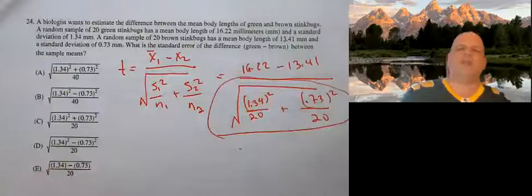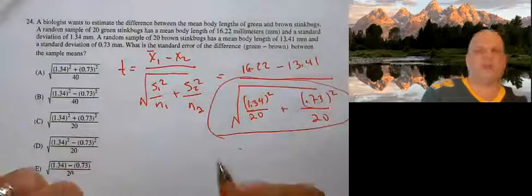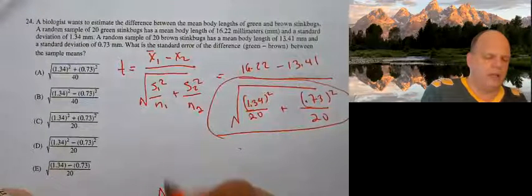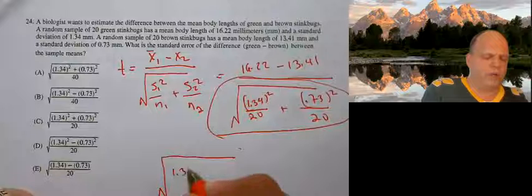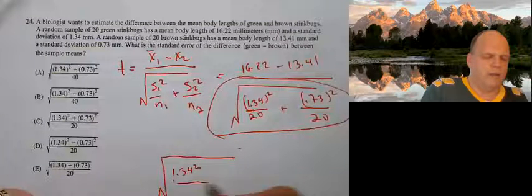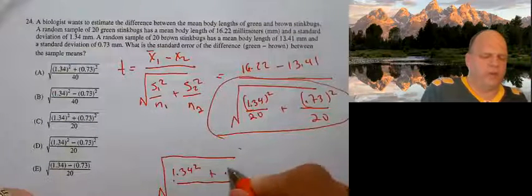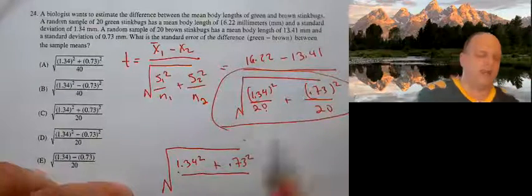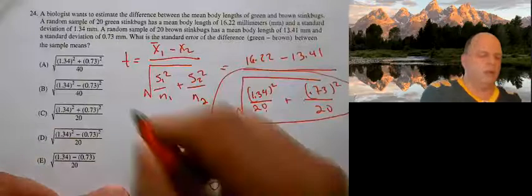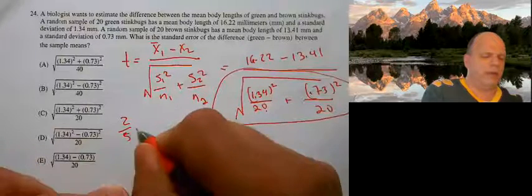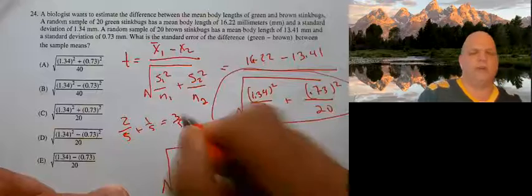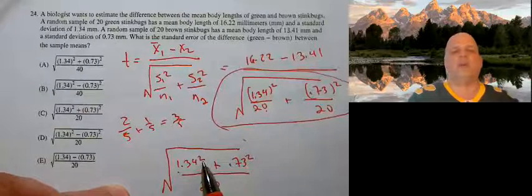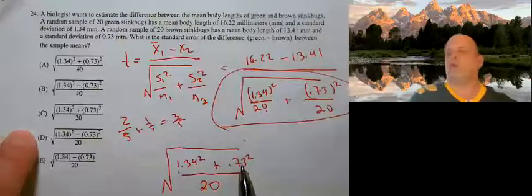Be really, really careful. I know you know how to do this, but it's so easy to rush and go, yay, I see the answer, and you be wrong. All right, so 1.34 squared plus 0.73 squared. Remember, when we add fractions, we don't change the denominator. So this stays 20. Remember, 2/5 plus 1/5 equals 3/5. The denominator doesn't change, so it stays at 20. So 1.34 squared plus 0.73 squared, 24 is C.